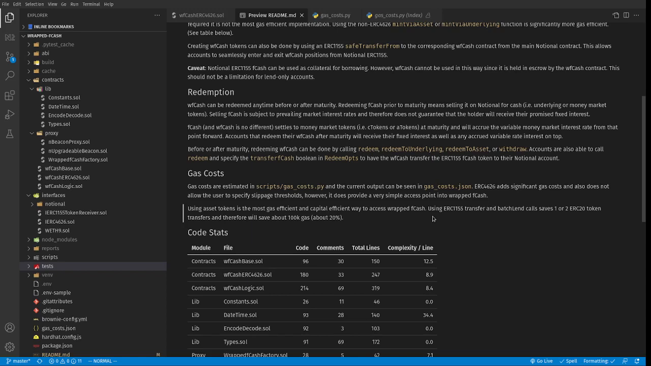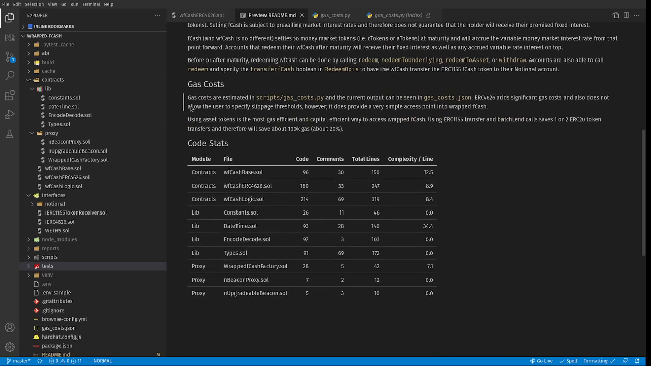When you hold to maturity, the dynamic that we discussed earlier, with the settlement to a money market token and then accruing the money market interest rate thereafter, is what will occur. So leaving your wrapped fCash inside the wrapper for a little bit is not going to lose you any interest.